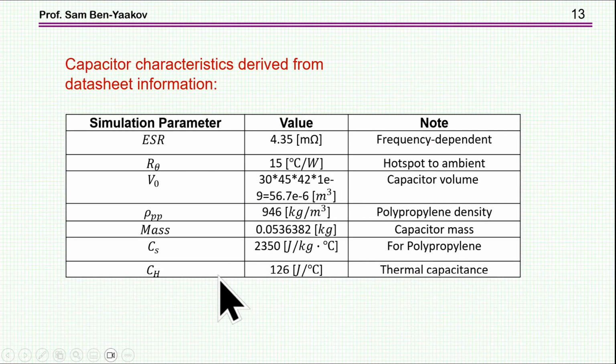Now the thermal related information is the ESR, which is given. The total thermal resistance from hotspot to ambient is also given. Of course, the volume. We assume that most of the volume is occupied by the polypropylene, which has this specific weight. This is the mass. This is the specific heat capacitance of the polypropylene, and this will be the heat capacitance of the body itself.